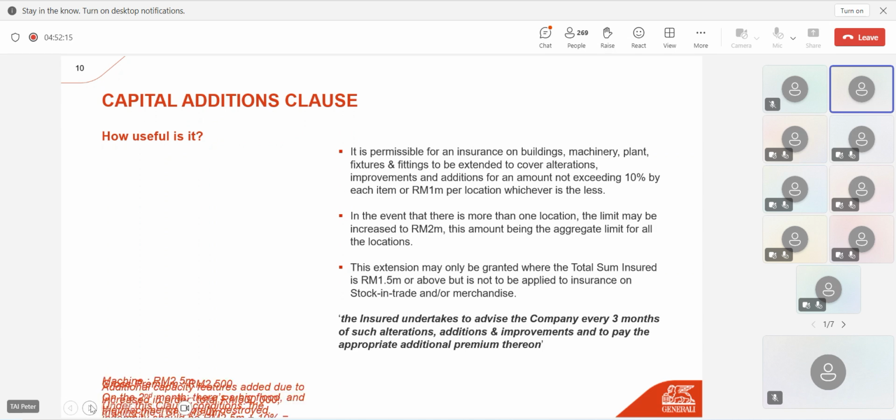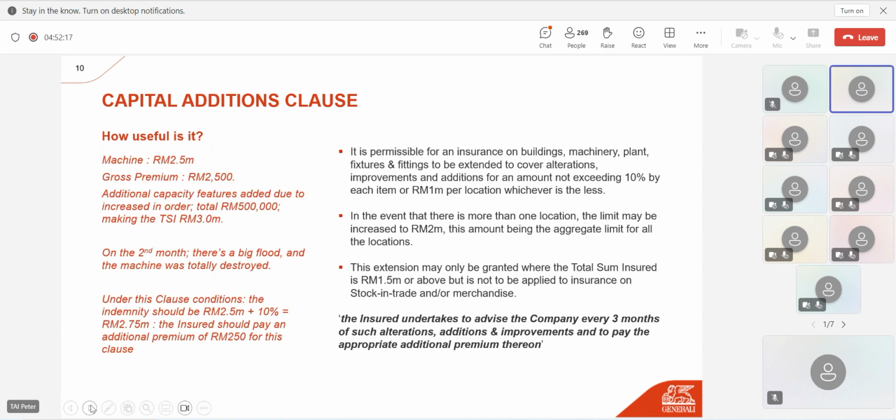So how useful is this? For example, I'm going to give a different example, and I'm going to share with you how it is on the calculator. Okay, so machine is 2.5 million, gross premium is 2,005. Let's say, for example, additional capacity is added due to increase in order, total 500,000, making the total sum insured 3 million. Okay, on the second month, there's a big flood and the machine was totally destroyed. Okay, under this clause, the additional indemnity should be 2.5 million, the original sum insured, plus 10%.